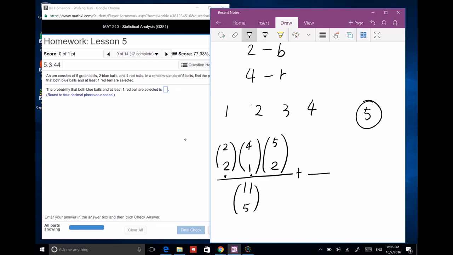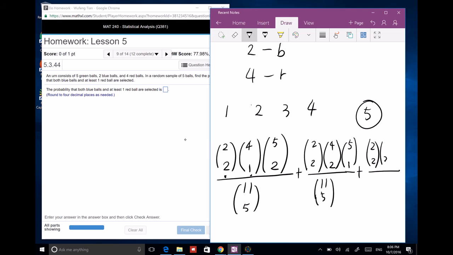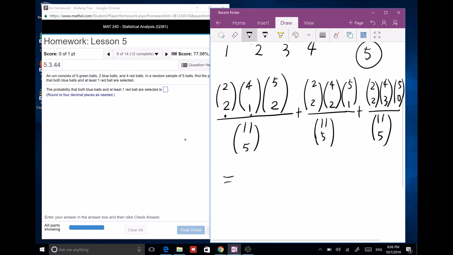Plus, we have 2 blue, and now we have 2 red from 4. And then we have 1 green from 5. And also choose 5 from 11. Okay. And plus, 2 out of 2 blue, and choose 3 red from 4, and 0 from 5. 0 from 5 actually is 1. The number is 1. And select 5 from 11. So that's the probability. Now we can calculate it.